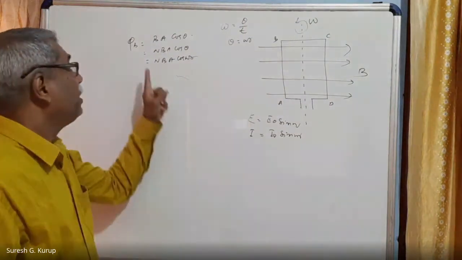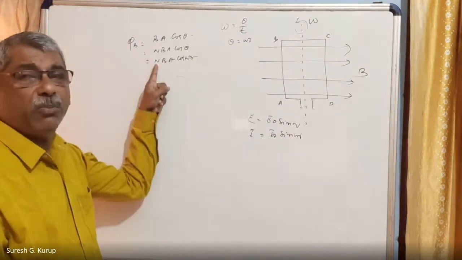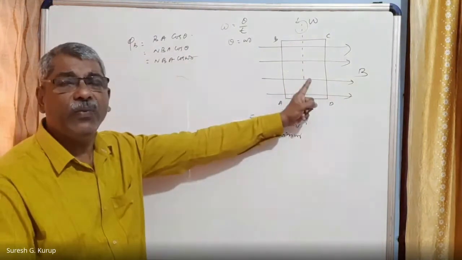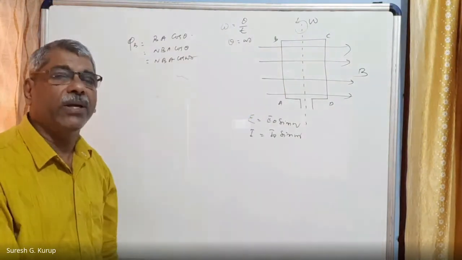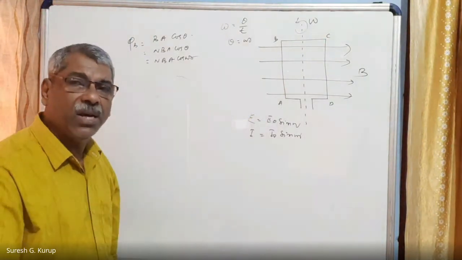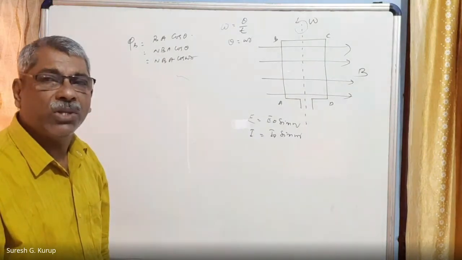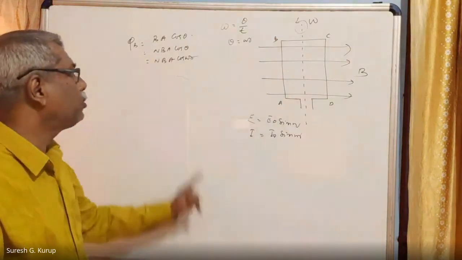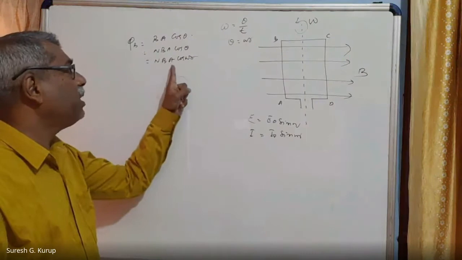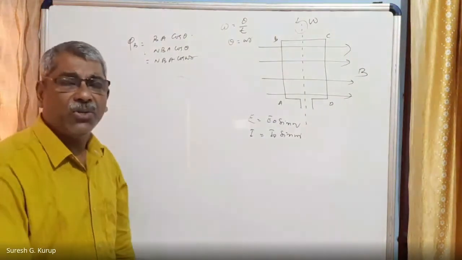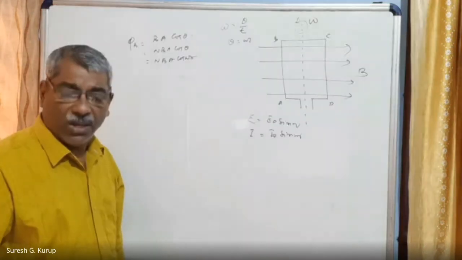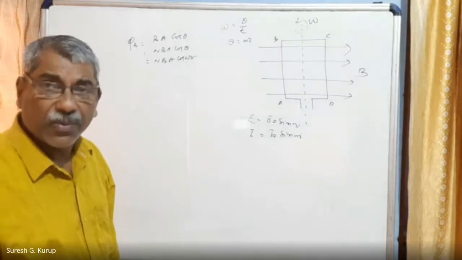So the magnetic flux linked with this coil rotating in the magnetic field with a constant angular velocity omega radians per second is given by N B A cos omega t. So this is the flux. Flux we have already studied.